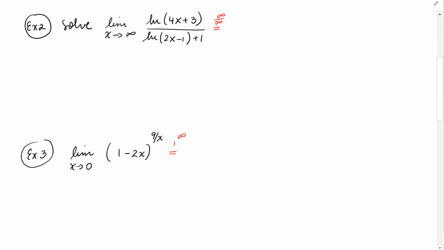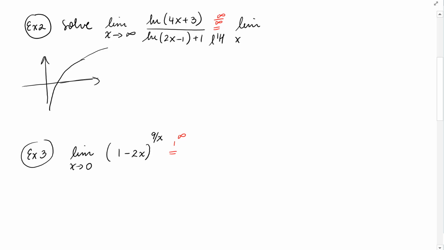The second problem, we have x is approaching infinity of ln of 4x plus 3 over ln of 2x minus 1 plus 1. If we plug in x with infinity, we get ln of infinity, and if we make a quick graph of ln, as x is approaching infinity, the function is approaching infinity. So that's why we get infinity over infinity, and again we can apply L'Hopital directly.